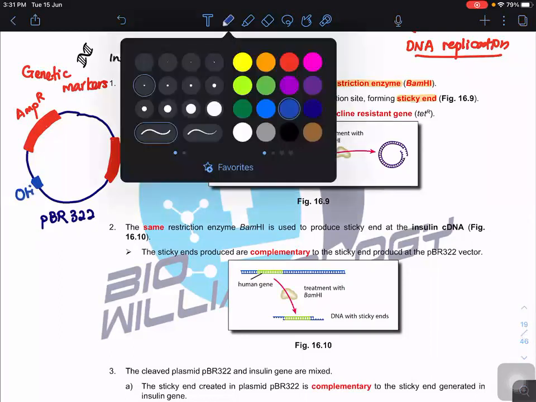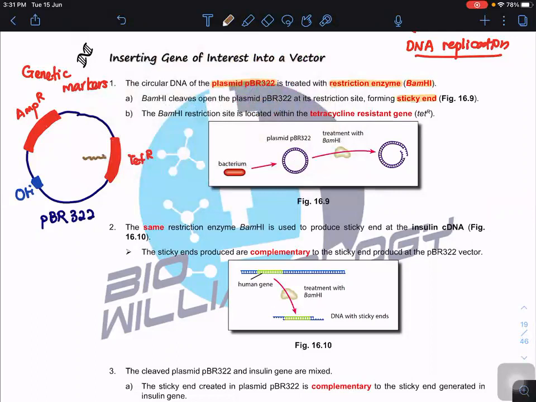The restriction site is located at the tetracycline resistance gene, which means BamHI is going to cleave here. So what happens if you cleave? The tetracycline resistance gene no longer functions. Try to imagine you break it in between. The tetracycline resistance gene no longer functions, but the ampicillin resistance gene still functions. Later, we're going to insert our gene of interest into this tetracycline resistance gene.